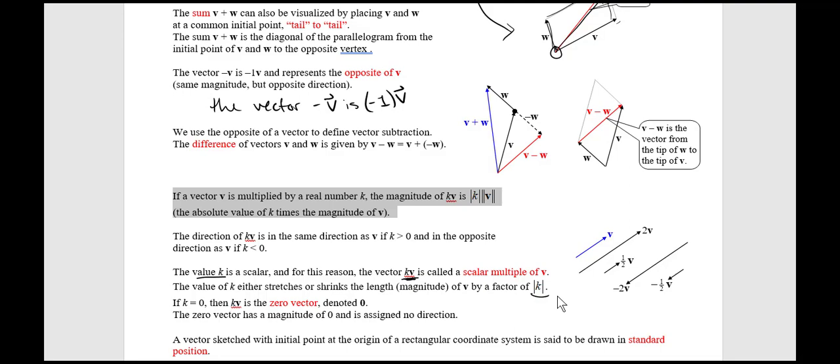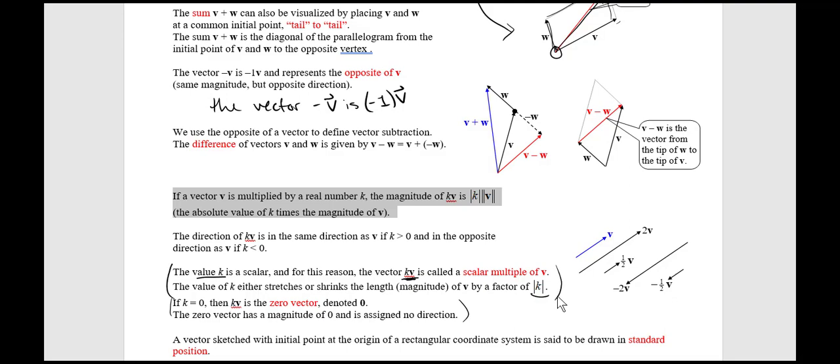If you multiply a vector by the zero scalar, you get just the zero vector out, which has got no magnitude and no direction to it. So that's kind of a special case. Don't really worry about that so much. Up here is more what we care about, multiplying by a non-zero scalar.